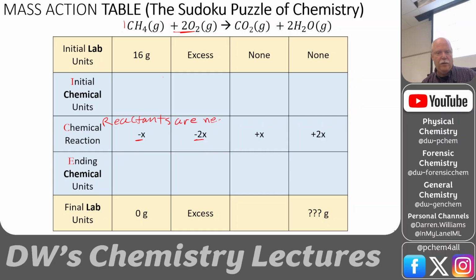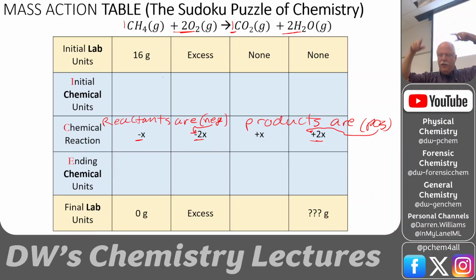Are negative. Okay. You see that? And then the products are being produced, so they're growing in the chemical change situation. And so you've got a 1 in front of the CO2 here. And so it's a plus 1x, and then a 2 in front of the water, so it's plus 2x. And the products are positive. Right? So they have plus signs. So that's how you build that change row. Just look at the balanced chemical equation, and that's why it's important to have a balanced chemical equation.